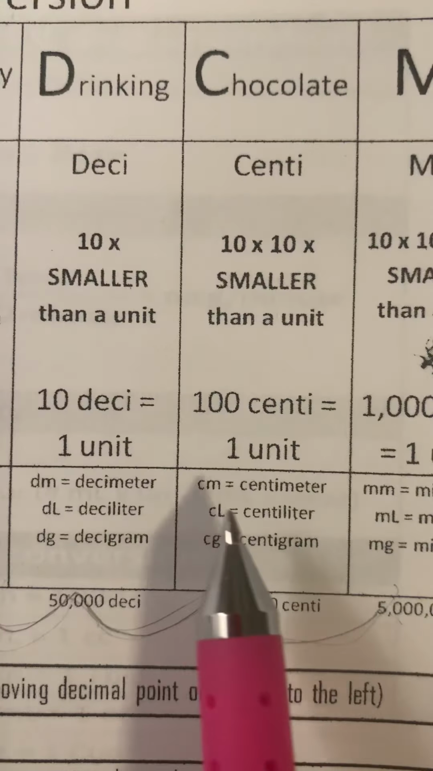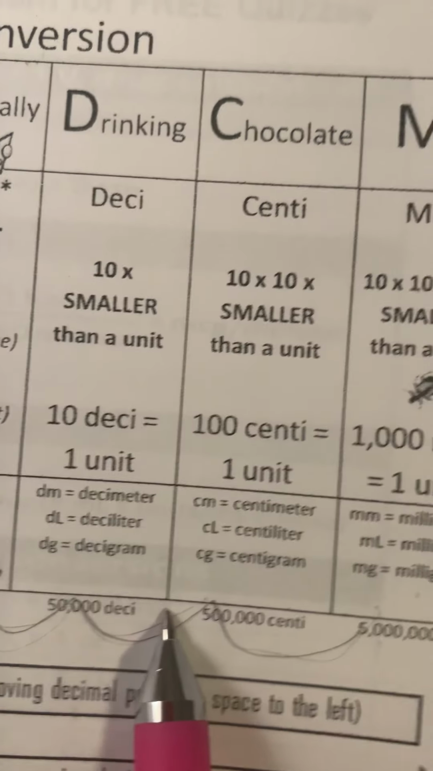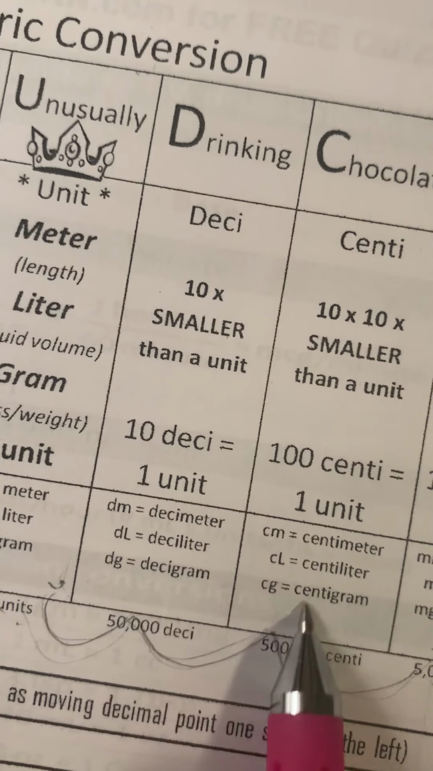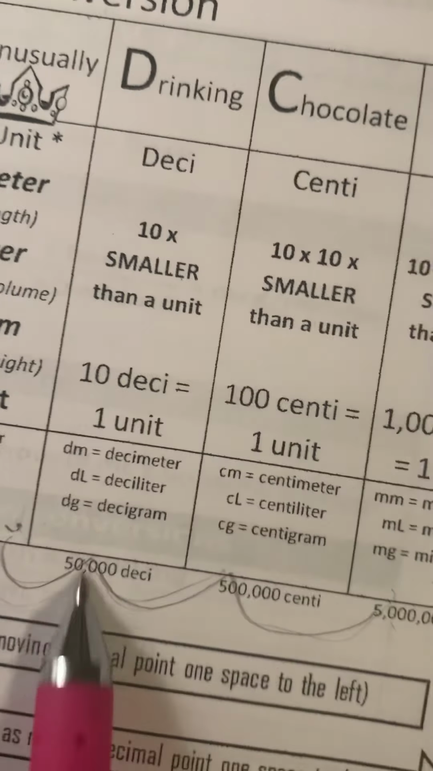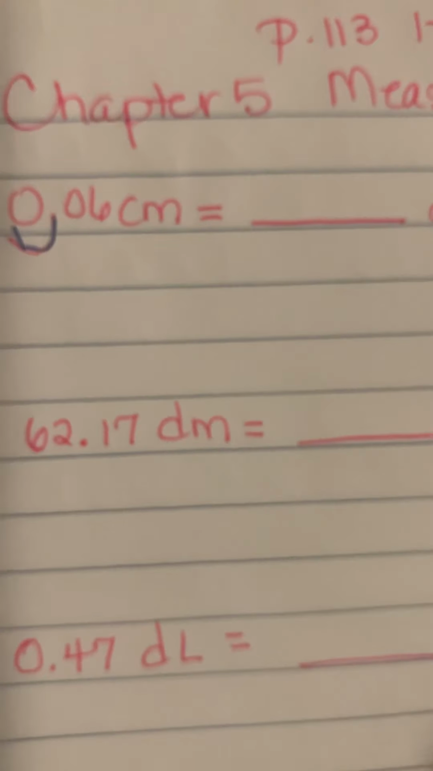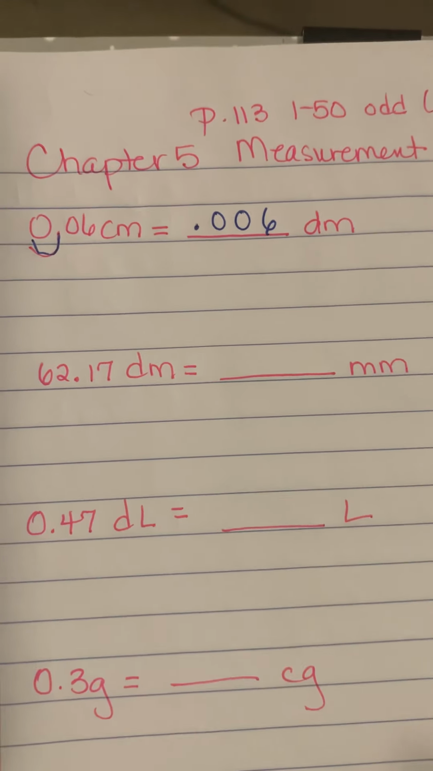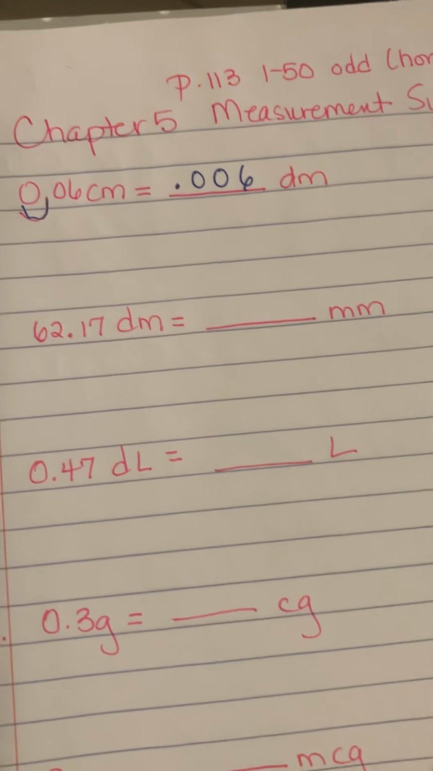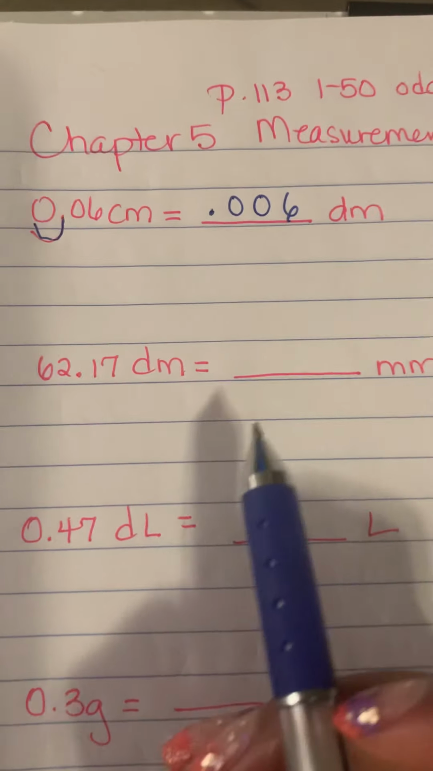From cm to dm, I just need to slide back one time to the left. So if you're here, you're going to slide one time to the left. Okay, slide once to the left. So then this will be 0.006. That's it. Easy. You don't have to multiply or divide by 100 unless you want to.